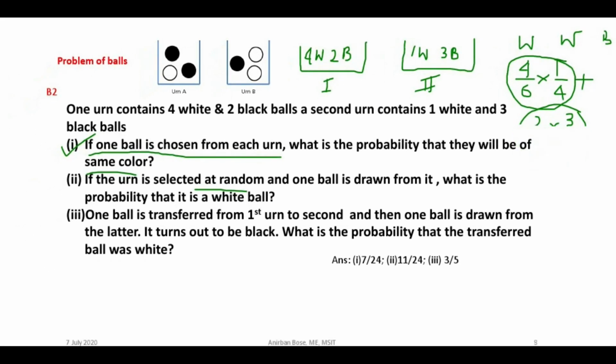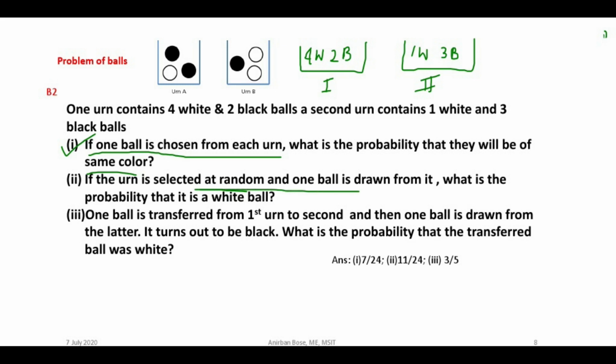In the next problem, an urn is selected at random and one ball is drawn from it. Since nothing is specified about the urns, you will consider them equally likely when selecting. So the selection probability of urn 1 is half and the selection probability of urn 2 is also half. One urn is chosen, and one ball is drawn from it. What is the probability that it is white?